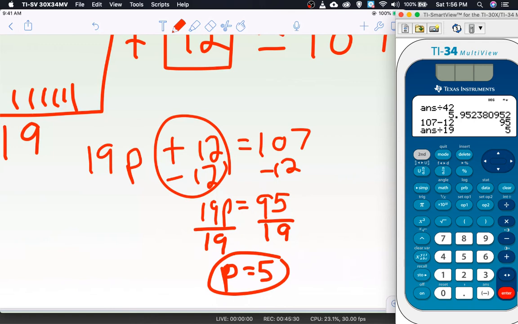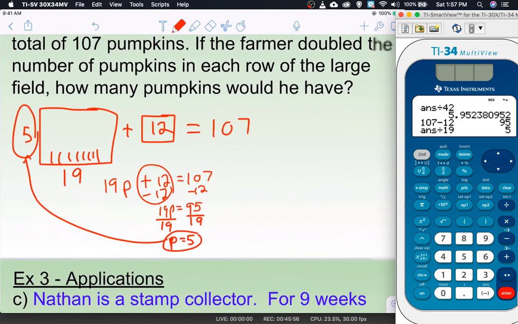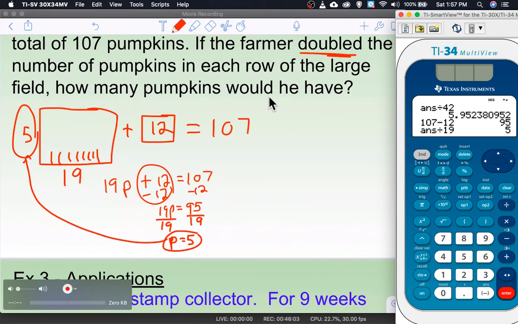Now, stop and think for a second. What did we find? We did not find the solution to the problem. This is not the answer to the whole problem. We found how many pumpkins are in each row. I know this piece of my picture is now 5. There's 5 pumpkins in each row. But the problem says if the farmer doubled the number of pumpkins in each row of the large field, how many pumpkins would he have?